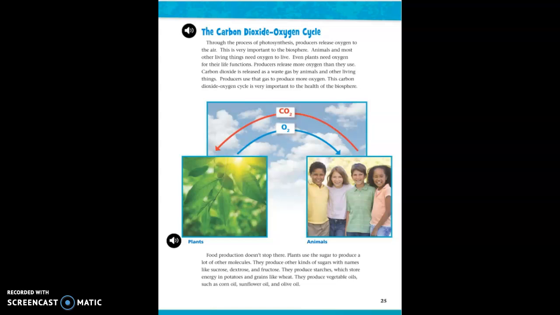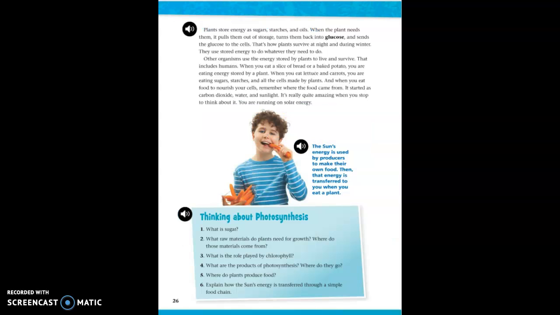Food production doesn't stop there. Plants use the sugar to produce a lot of other molecules. They produce other kinds of sugars with names like sucrose, dextrose, and fructose. They produce starches which store energy in potatoes and grains like wheat. They produce vegetable oils such as corn oil, sunflower oil, and olive oil. And here you can see the exchange: we breathe out the carbon dioxide, it goes into the plants, and the oxygen comes back to us.